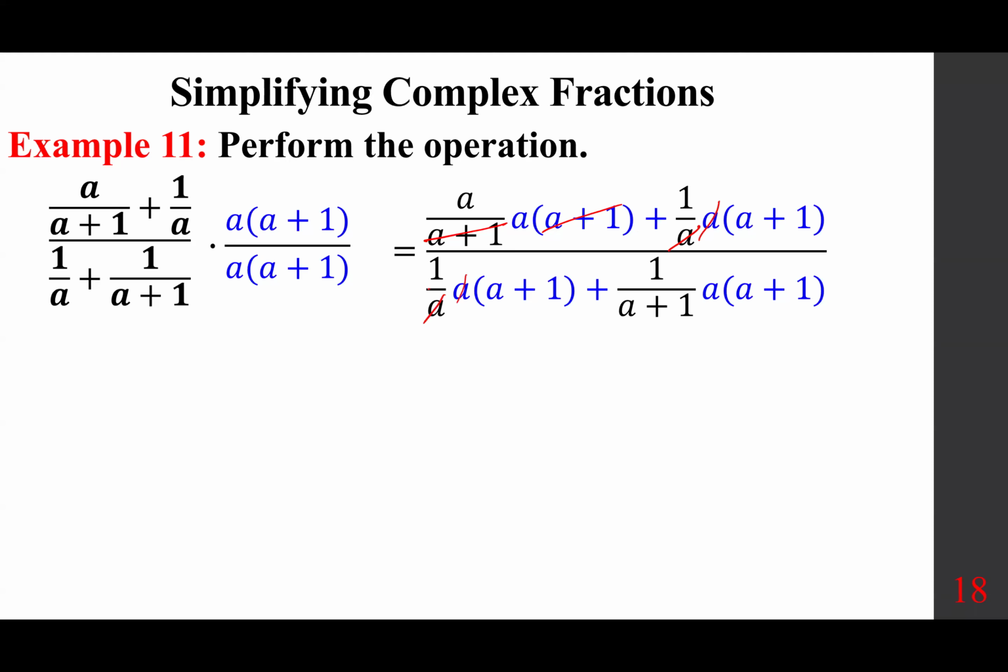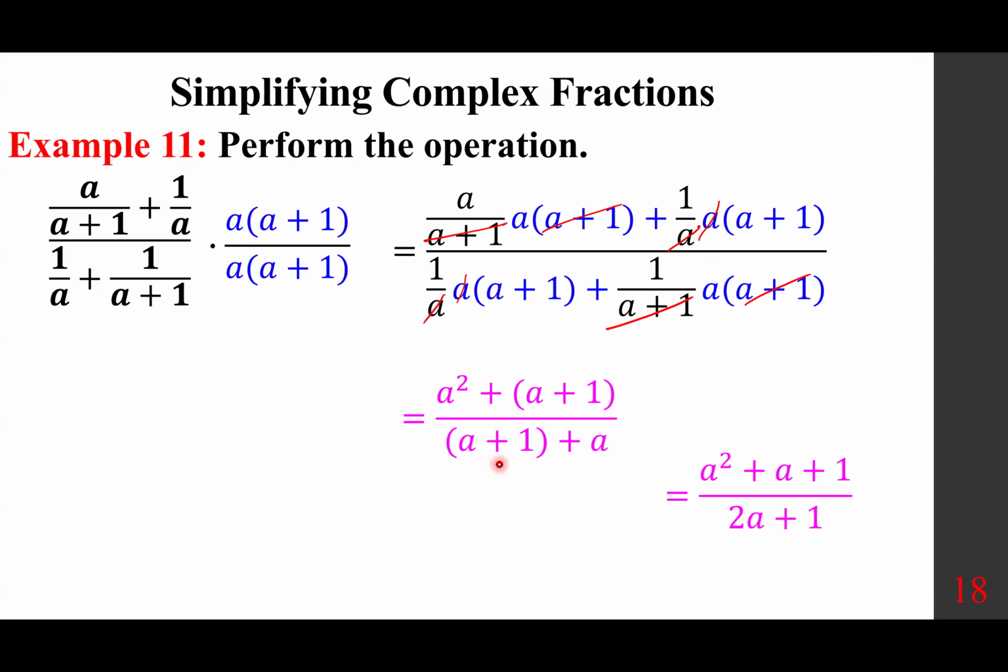Again, the same thing here. a and a cancel out. In this case, a plus 1 cancels out. So as I mentioned, this is a squared. This is plus the parentheses a plus 1. This is the parentheses a plus 1 only, and this is a. Therefore, the numerator is a squared plus a plus 1, and the denominator, these two combine into 2a, so we get a squared plus a plus 1 over 2a plus 1.